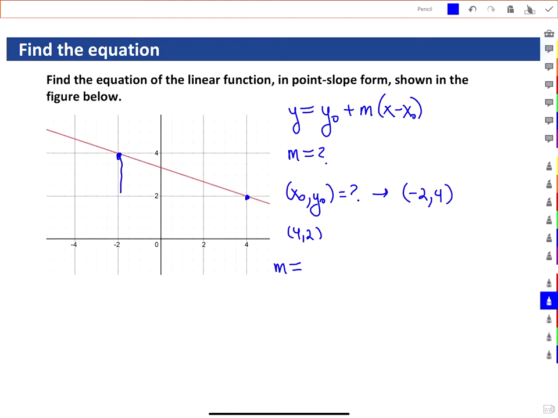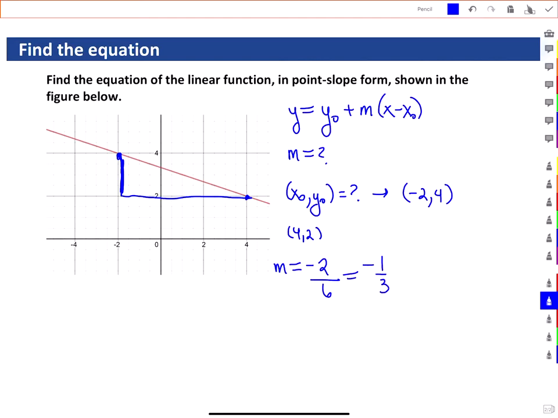All right, so let's go down. Our change of y is going to be 2 divided by our change of x. Well, let's make the change of y negative since I went down. Then my change of x is going to be 6. So it looks like my slope is -1/3.